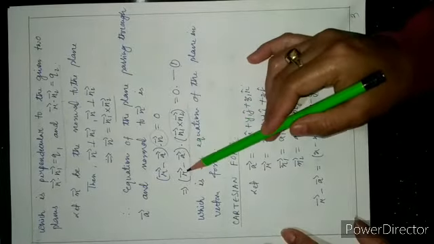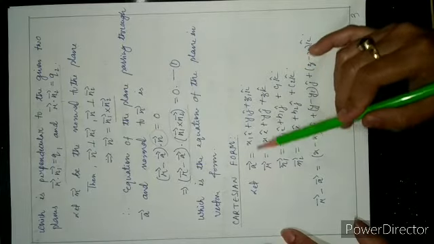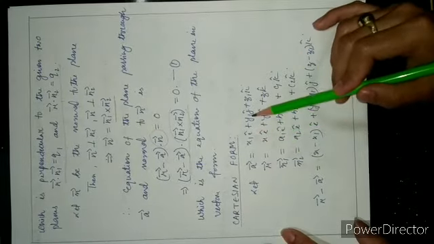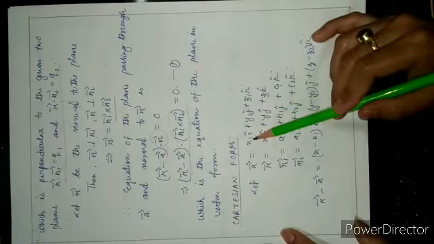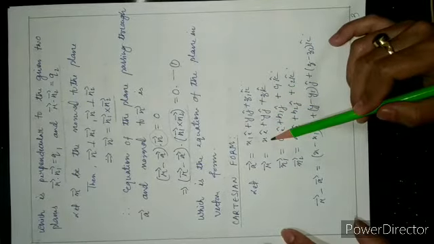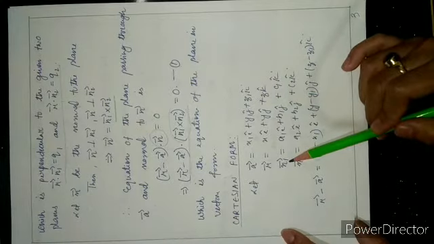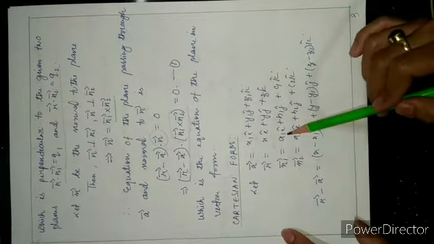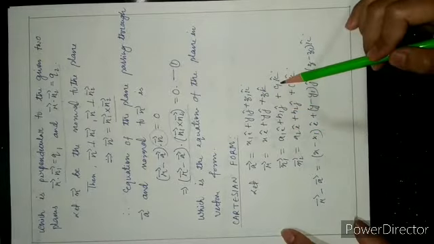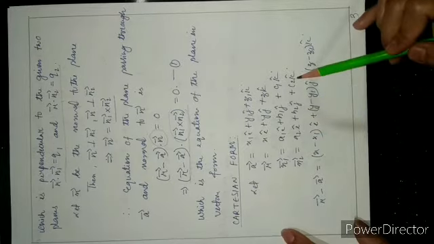A vector means position vector of the given point on the plane, represented by x1, y1, z1. In component form, x1 i cap plus y1 j cap plus z1 k cap. R vector means position vector of any point on the plane, an unknown point, represented by x, y, z. Let n1 be a vector normal to plane 1, so direction ratios are a1 i cap plus b1 j cap plus c1 k cap, and for n2, direction ratios are a2 i cap plus b2 j cap plus c2 k cap.